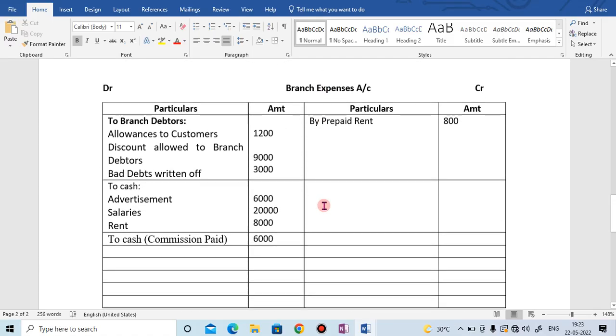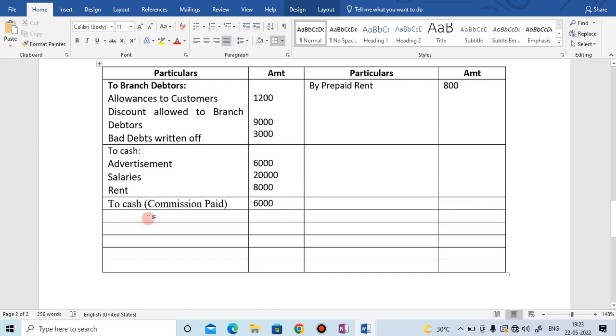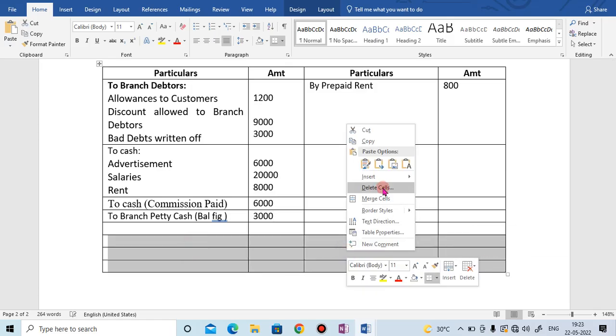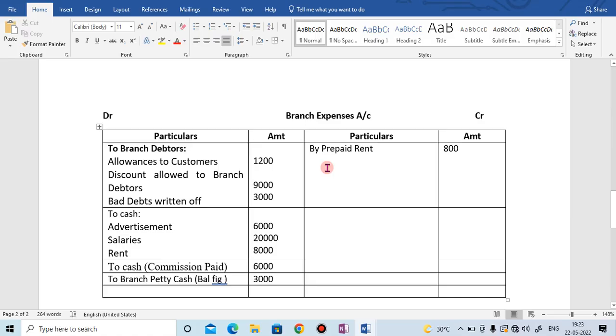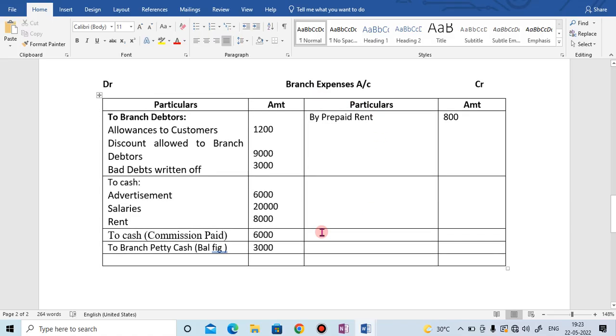Now in branch expenses write to branch petty cash, reason: balancing figure, 3,000. Balancing figure 3,000. Now close the branch expenses account.